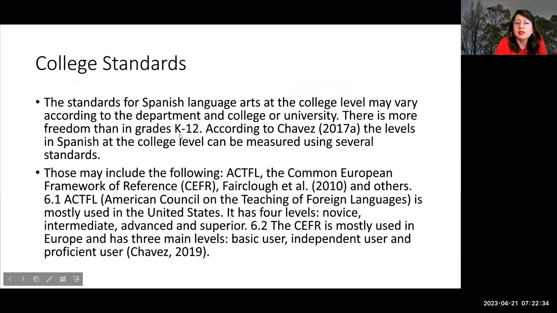College standards to learning a language. The standards of Spanish language art at the college level may vary according to the department and college or university. There is more freedom than in grades K to 12. According to Chavez 2017, the levels in Spanish at the college level can be measured using several standards. One of those is the ACTFL. Another one is the Common European Framework of Reference, Faircloth et al. 2010, and others. Okay. In the United States, the ACTFL, American Council on Teaching and Foreign Languages, is more common. And the CEFR is mostly used in Europe. Okay.